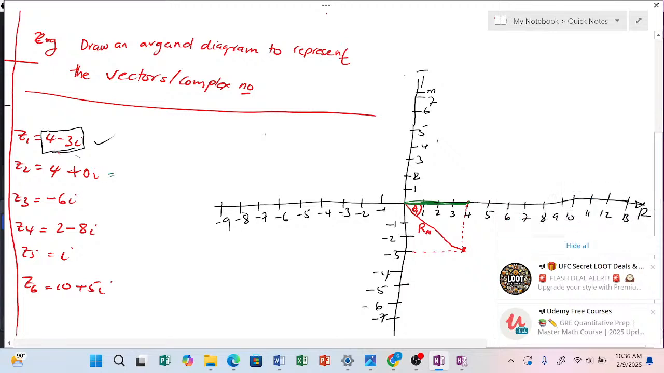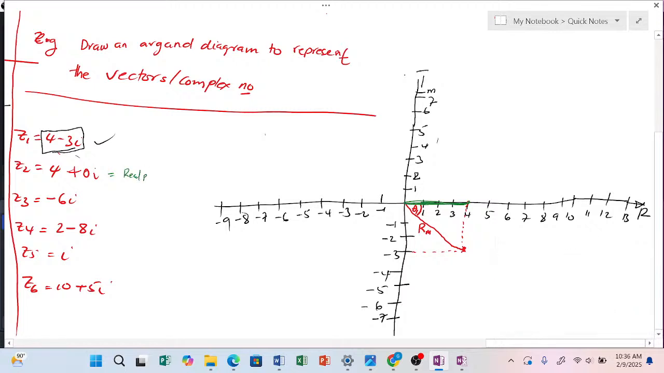If I have a complex number with only the real part, and if the real part is positive, right, the argument is what? 0 degrees, right? Let's take note of this. If it is negative, the argument is 180.